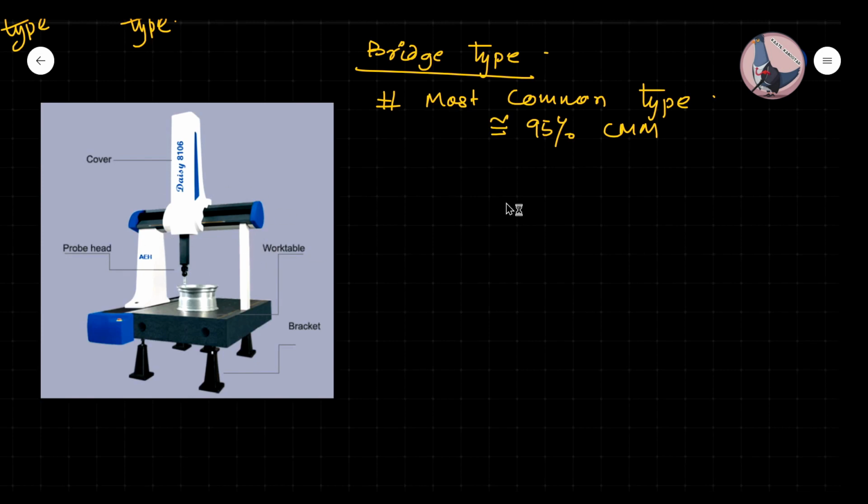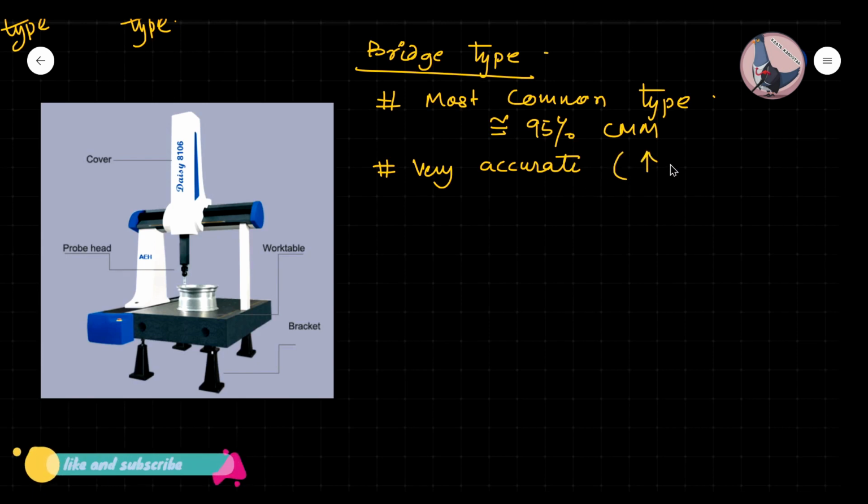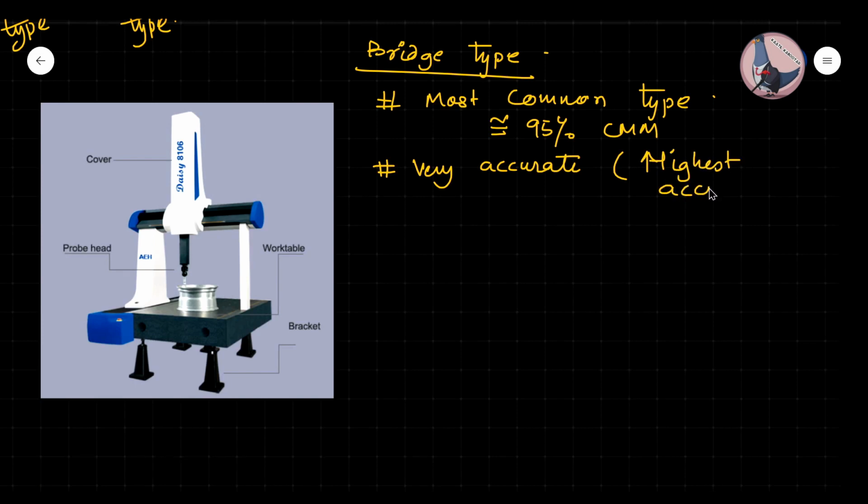Bridge type. Now, this is very accurate. In fact, it is the most accurate of all the four types, the highest accuracy. Now, it is called bridge type because this looks like a bridge.